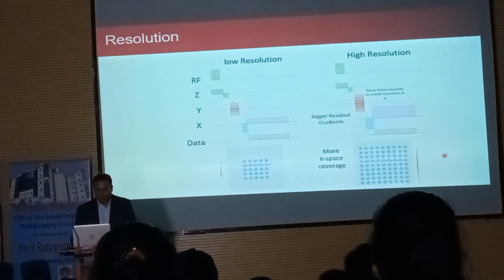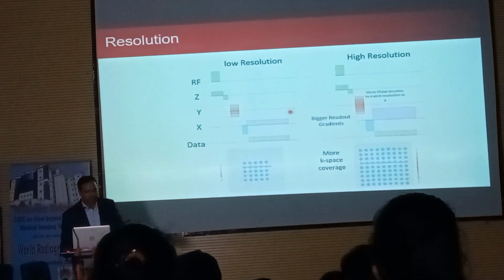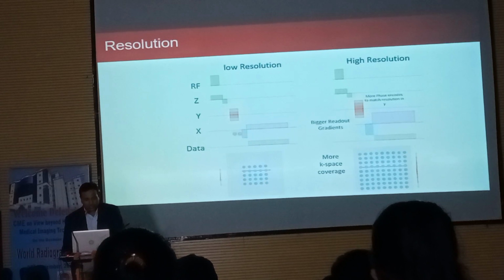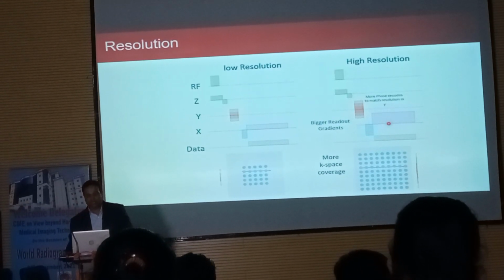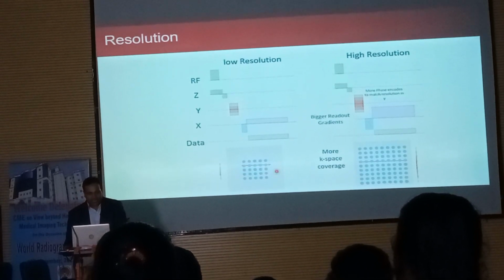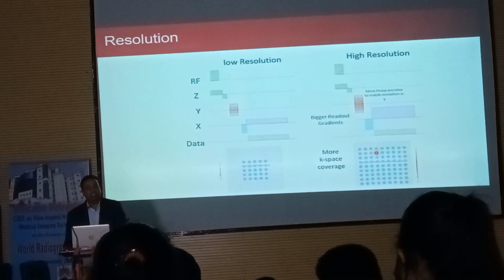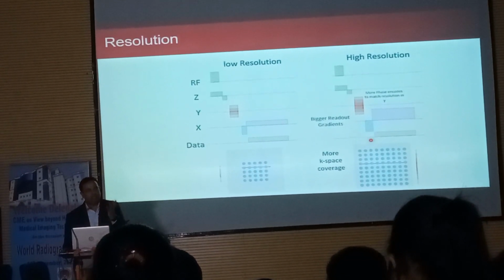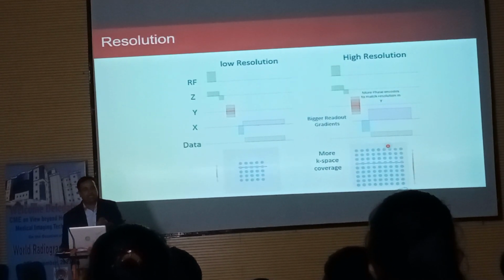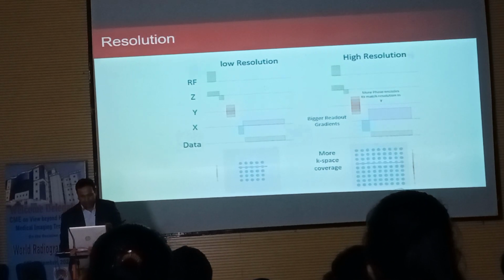Coming to the pulse sequence part, low resolution on the left and high resolution on the right. So you can see, to have high resolution, you need to increase the phase encoding steps as well as bigger readout gradients. So for that, you need to go further into the K space. The K space in the periphery, which gives the resolution information, until you acquire it, you will not get high resolution.